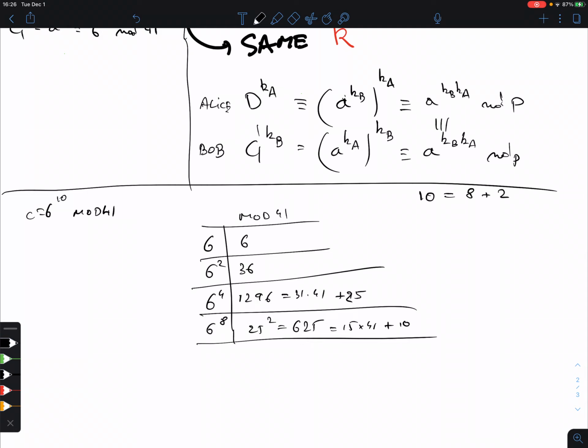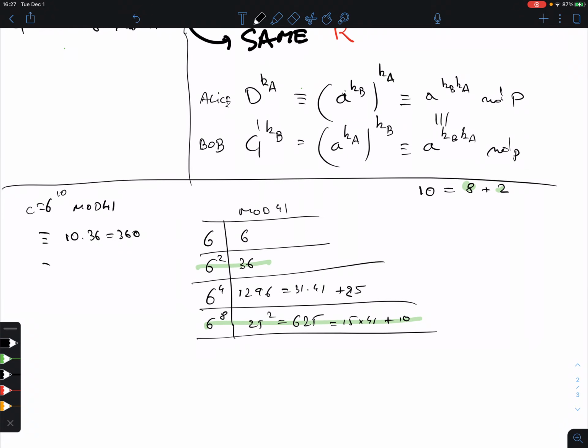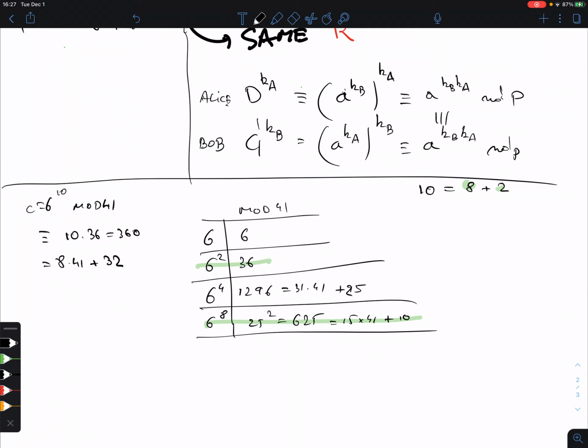Okay? So what is this thing? 10 is going to be, remember, 8 and 2. So we need this number and this number. So 10 times 36 is 360. And then 360 divided by 41 is 8, that is 8 times 41, that's 328, plus 32. Okay? So this is about 41. So C is 32. What is D?